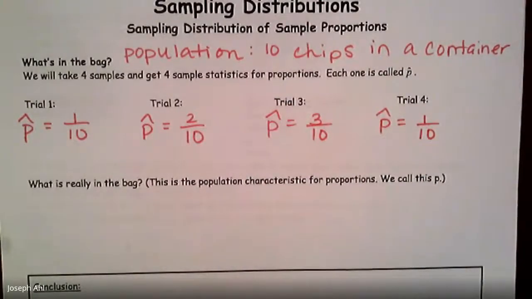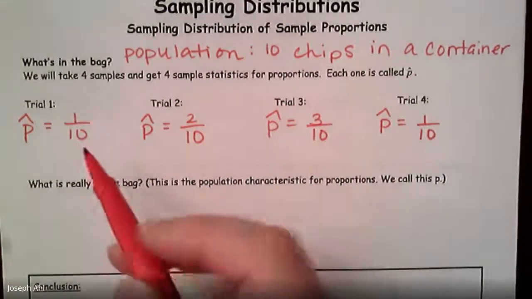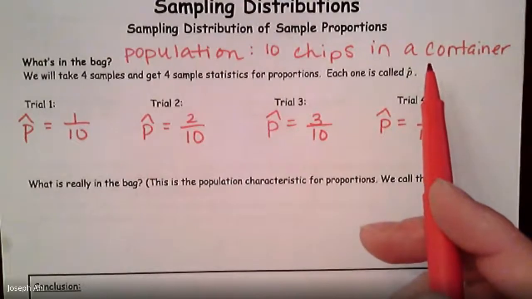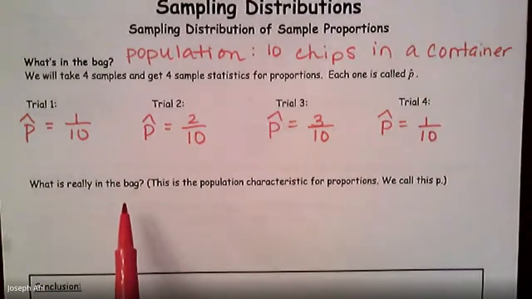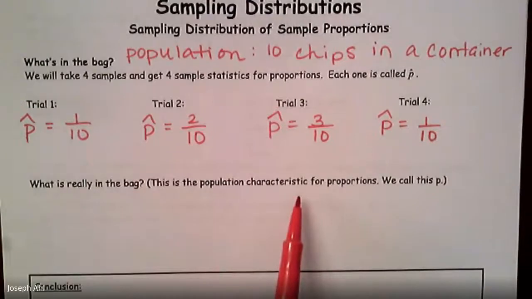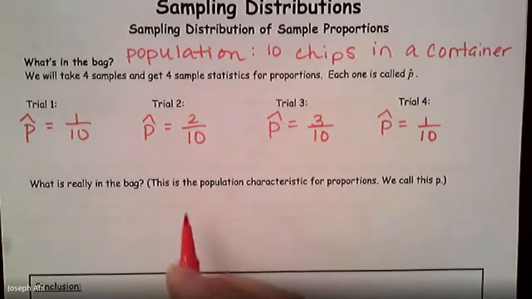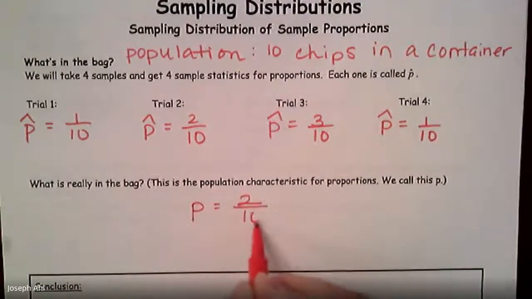So think about the fact that, okay, if I only did this trial 4 times, what if we did the trial 100 times? What would that help us to determine in the end in terms of the proportion of red chips that are actually in this container? So I haven't even told you what was really in the container to start with. This would be known as the population characteristic for these proportions, which will just be known as P. Okay, so P is the actual population of red chips, that proportion that are in there. The actual population was 2 out of 10, which would be 0.20.